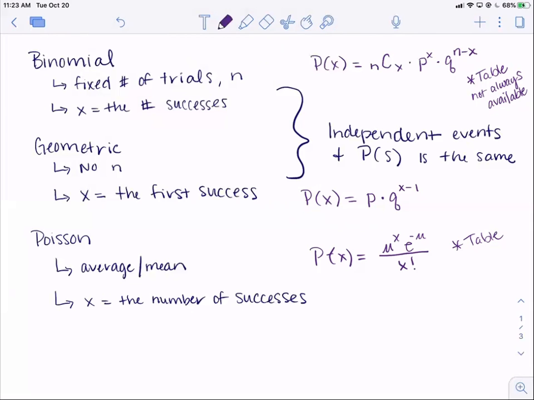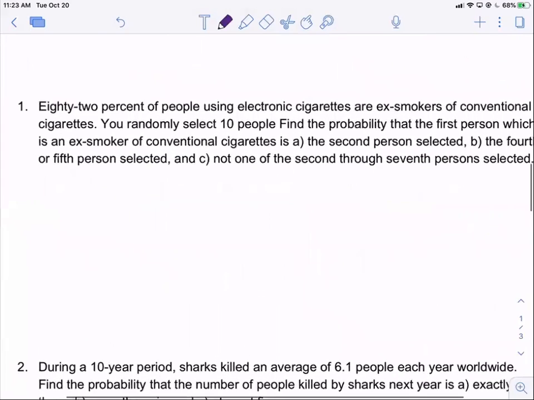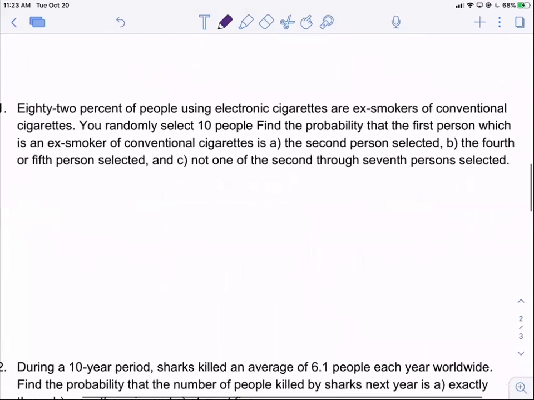All right, so look at this first one. 82% of people using electronic cigarettes are ex-smokers of conventional cigarettes. You randomly select 10 people. Find the probability that the first person, which is an ex-smoker of conventional cigarettes, is the second person selected, the fourth or fifth person selected, and C, not one of the second through seventh. So which distribution is that?